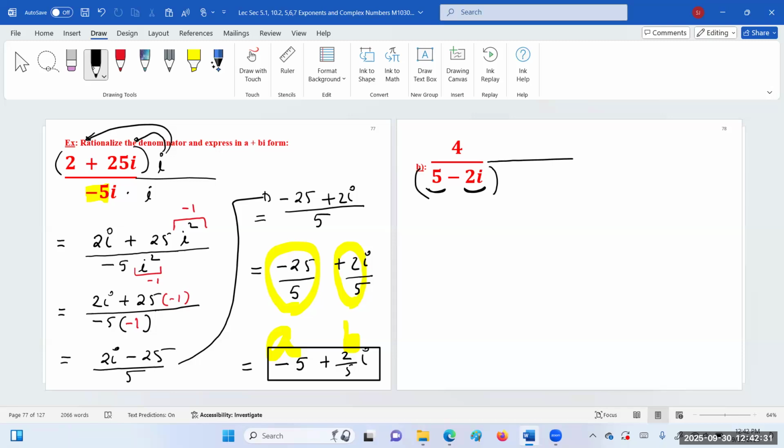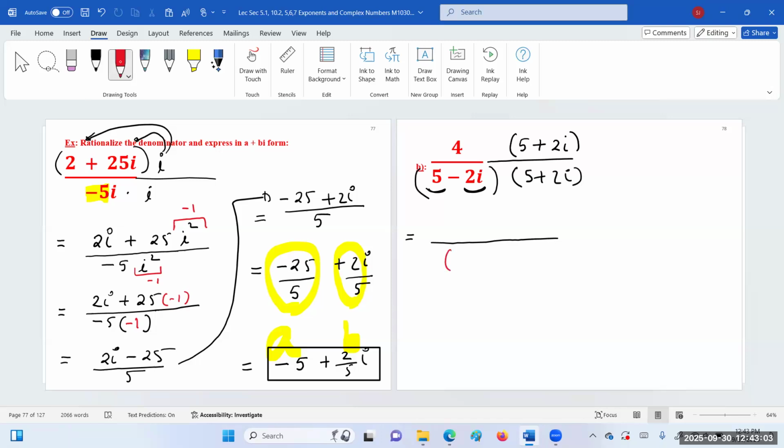5 plus 2i. The conjugate of 5 plus 2i. So we multiply numerator and denominator by the conjugate of the denominator. Why do we use the conjugate? Why don't we use the same denominator? What is it going to be? So what do you get when you multiply by the conjugate?